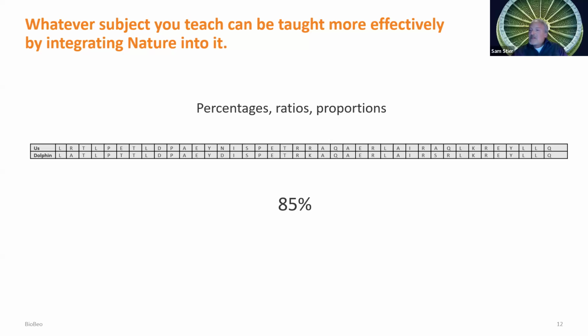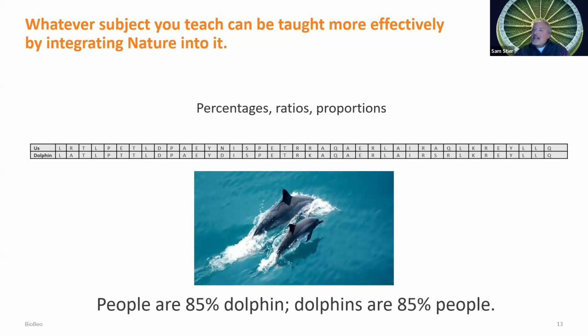So from this perspective, what students learn is that in a sense, in terms of the proteins that our bodies produce, humans are 85% dolphin, or dolphins are 85% human.